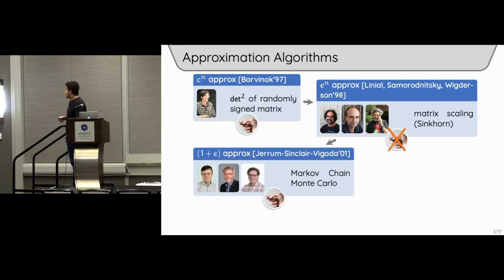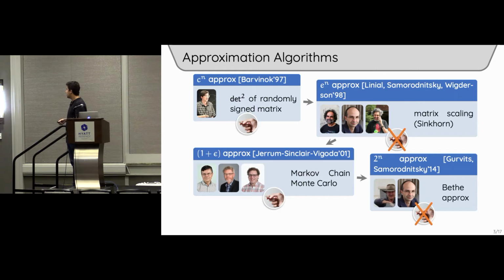In 2001, Jerrum, Sinclair, and Vigoda basically solved the problem for randomized algorithms. They designed a Markov chain Monte Carlo method that gives you a 1 plus epsilon approximation in polynomial time. But there was still the question of what you can do with deterministic algorithms, and this is still somewhat of an open question. For a very long time, the algorithm of Linial, Samorodnitsky, and Wigderson, which is very simple, was the best known, until in 2014, Gurvits and Samorodnitsky showed a much better approximation factor. It's still exponential, but with a much better constant in the base of the exponent. This approximation came from a heuristic known in the statistical physics literature as the Bethe approximation.